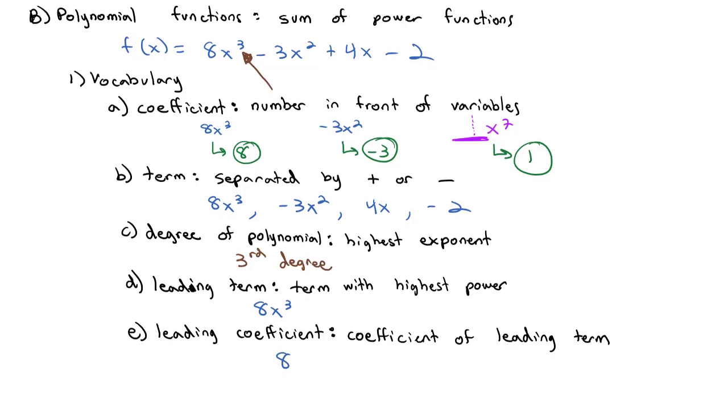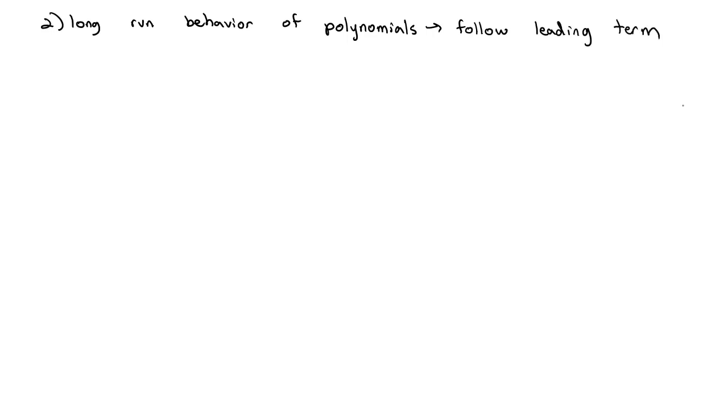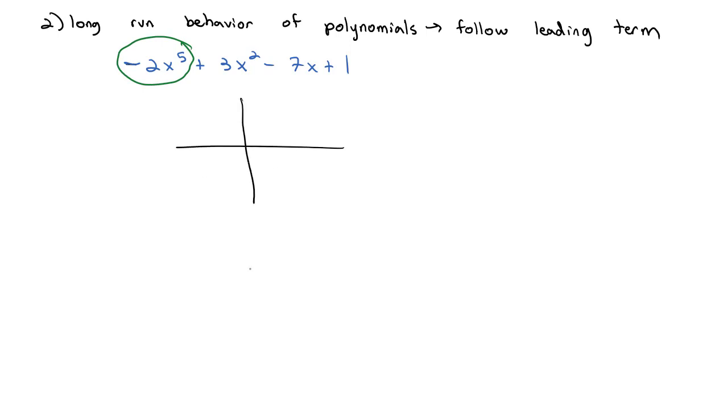Now we talked about long-run behavior of the power functions. We can look at long-run behavior of polynomials as well. And it turns out the long-run behavior will follow the leading term. So if I have a polynomial like negative 2x to the fifth plus 3x squared minus 7x plus 1, I know this is going to behave as if it was the leading term all by itself. So if I were to draw a graph, I know negative 2x to the fifth, because it's negative, comes in from the top. And I don't know what happens in the middle, but I also know it goes out at the bottom.